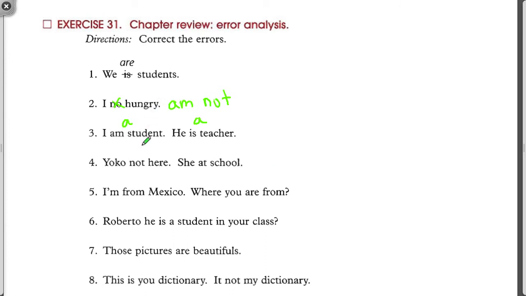Yoko is not here. She is at school. I'm from Mexico. Where you are from, this would be switched. Where are you from?